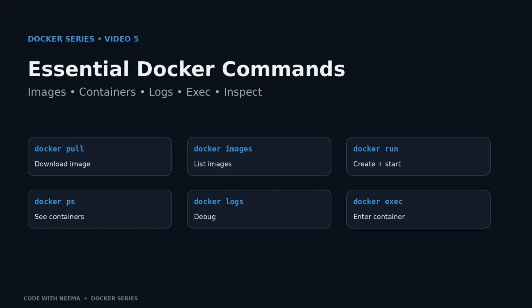You know how to run a Docker container, but what happens after that? How do you see which containers are running? How do you find stopped containers? How do you see Docker images? How do you enter a running container? And most importantly, how do you debug it when something goes wrong?